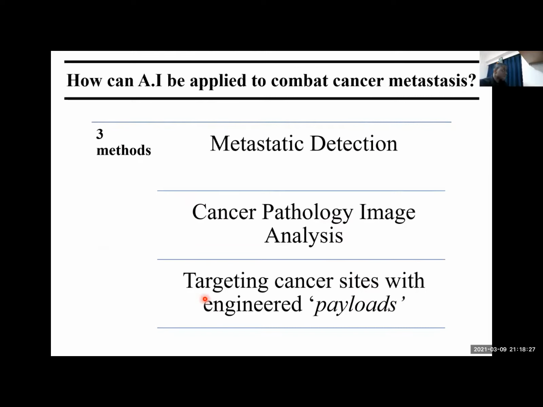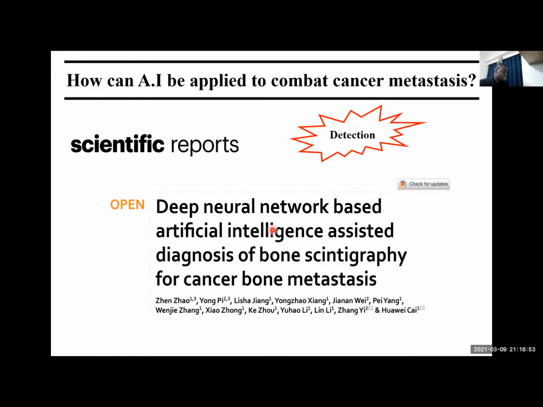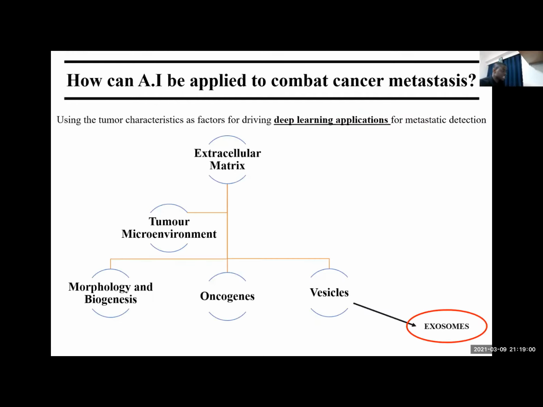So how can AI be applied to understand or combat cancer metastasis? 3 steps. Number 1 is in the case of metastatic detection. Number 2 is understanding how AI can be used to analyze pathological images, and of course in this last phase, which is by using engineered payloads to target cancer sites. And of course, there are several papers. Recently, one was published in 2020 looking at how AI was actually used in the diagnosis of bone scintigraphy. So let's take a deep dive.